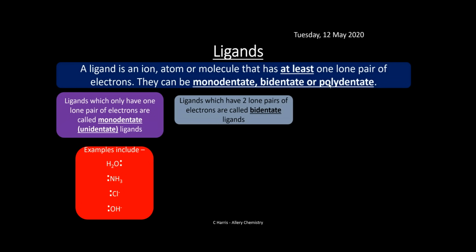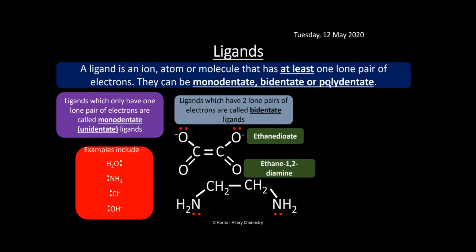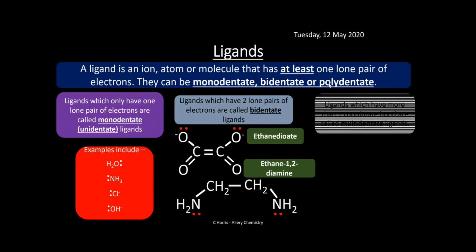Ligands which have two lone pairs of electrons are called bidentate ligands, and you need to know these specific examples. One is ethanedioate, which is basically a dicarboxylic acid with the hydrogens removed, so they have the lone pair of electrons on the oxygen. And also ethane-1,2-diamine, which is your diamine that's presented there. You do need to know both of them, and you will see them within your complexes as well.